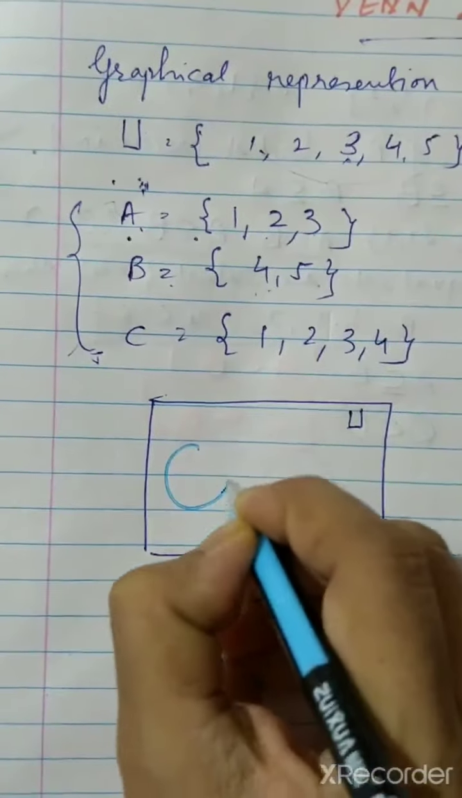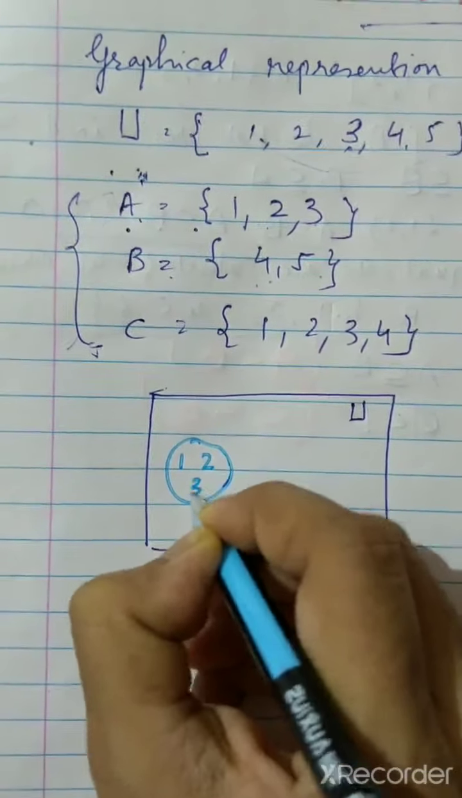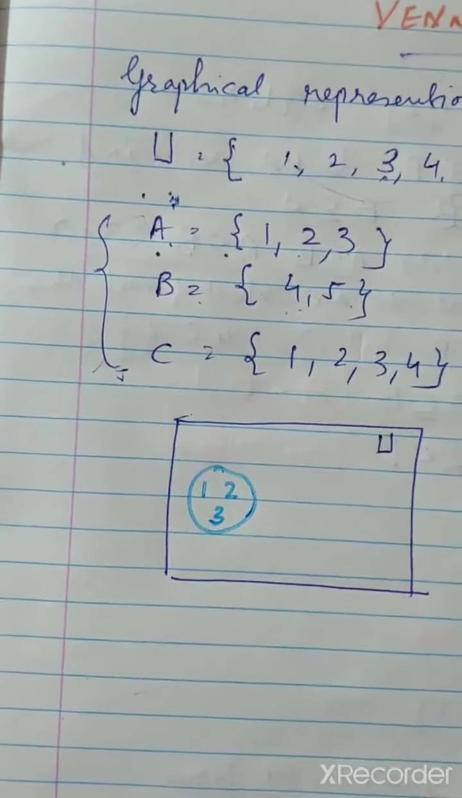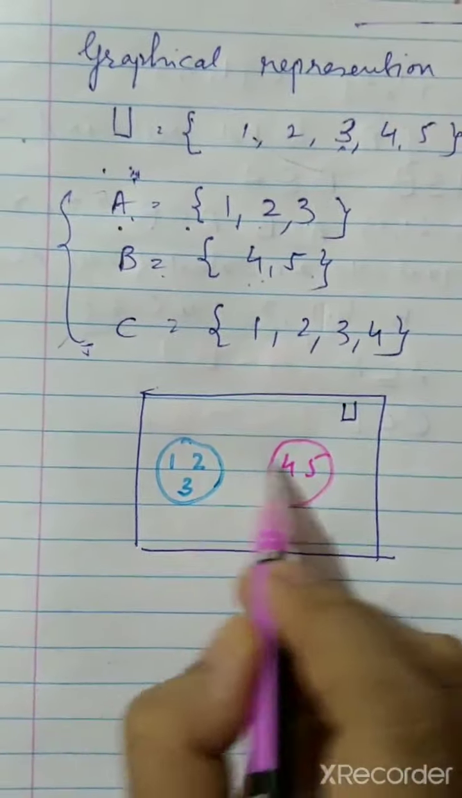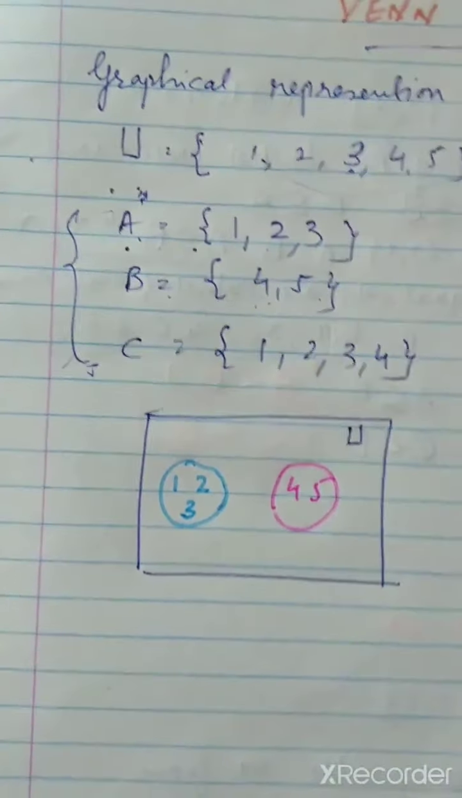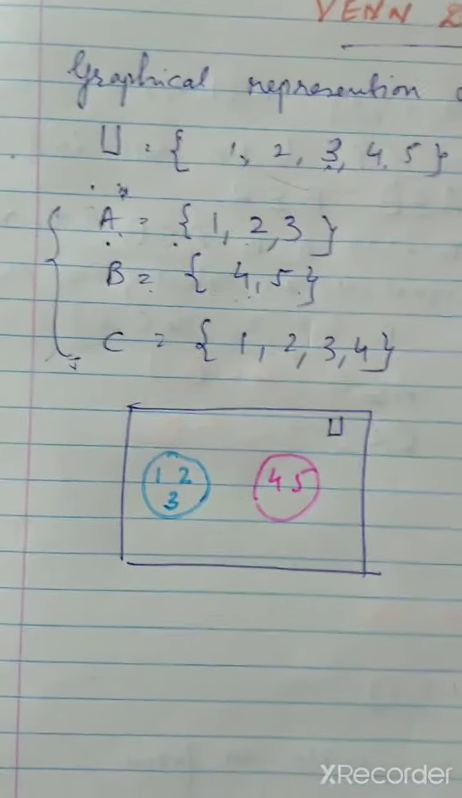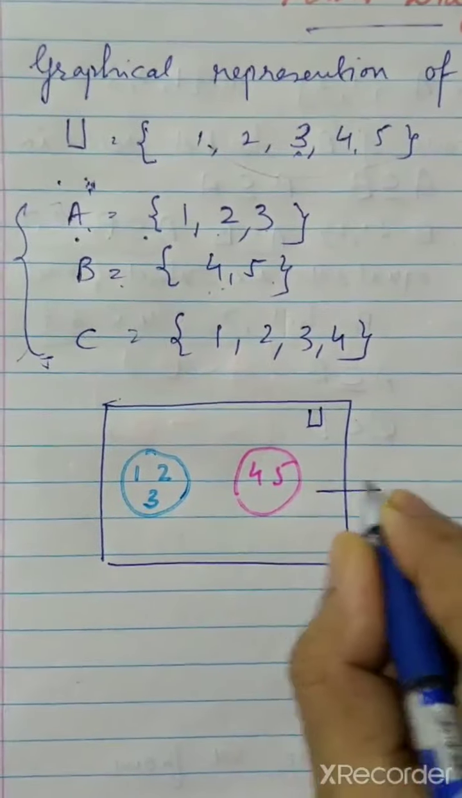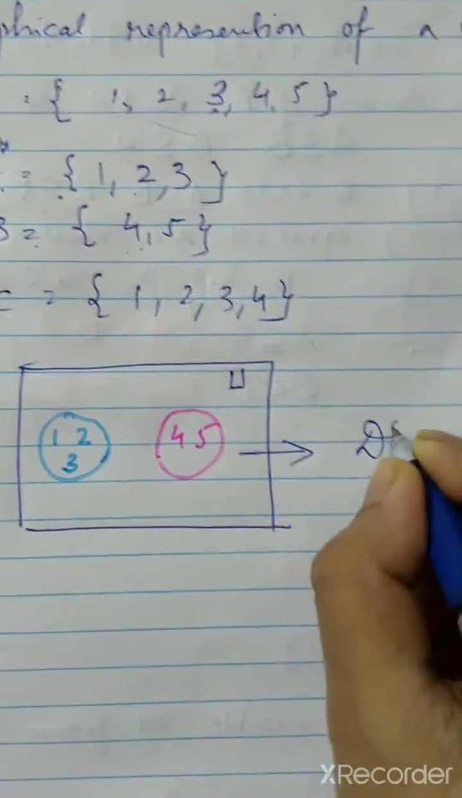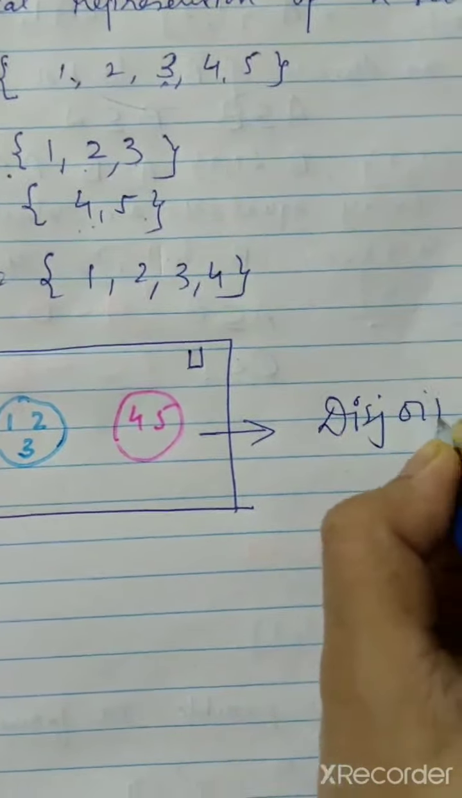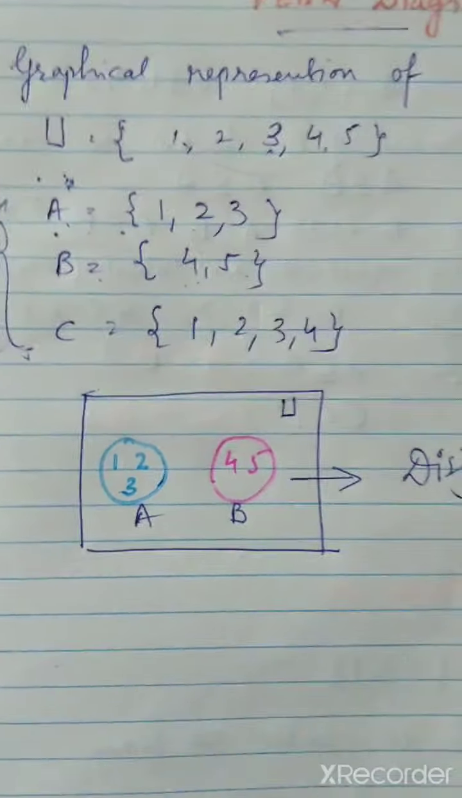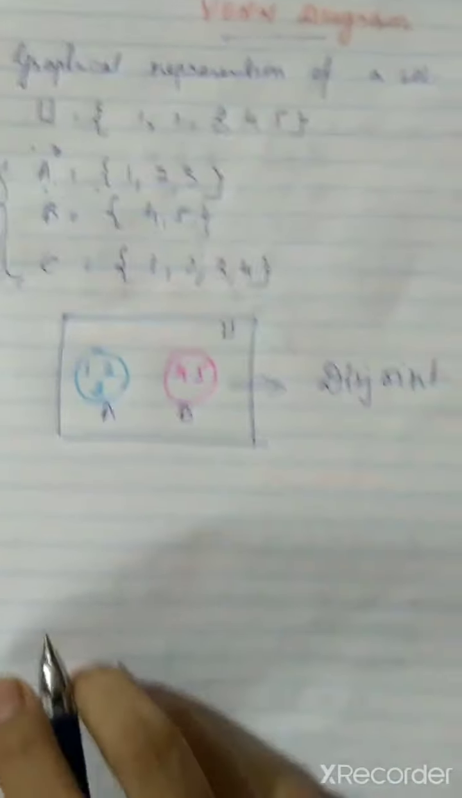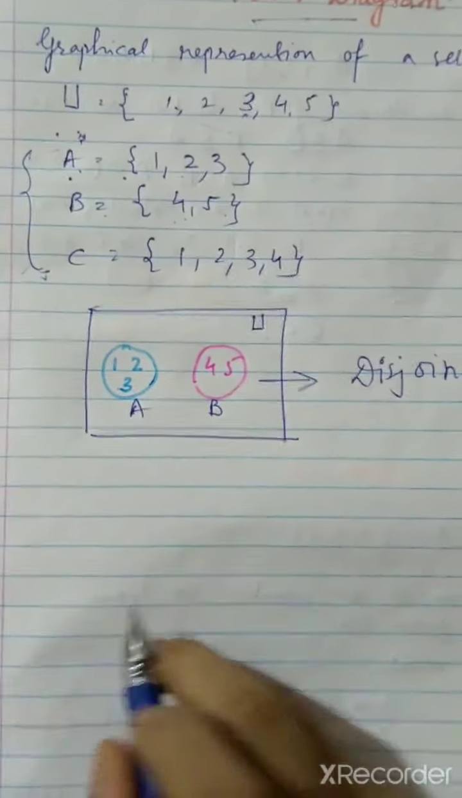So A contains 1, 2, 3 and B contains what? 4, 5. There is no common element here, right? There is no common element here. So therefore this diagram represents what? Disjoint sets. So this A and B are disjoint sets. This A and B are disjoint sets, right?